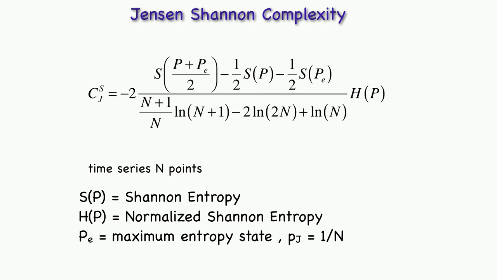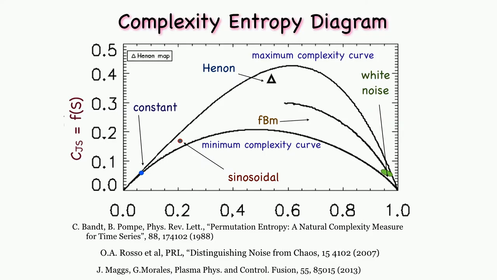And this is a combination of them. When you do this, you get something called a complexity entropy diagram. You say, what the hell is this good for? Well, the entropy, by the way, is normalized from 0 to 1. The complexity is always less than 1.